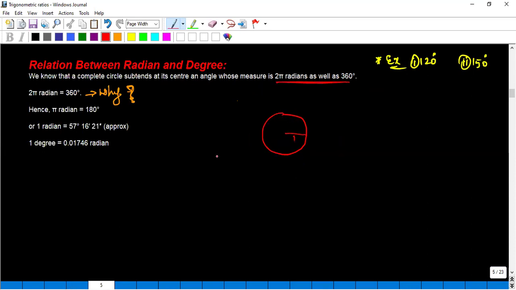Okay, very good. Then what will be the circumference of this circle? Circumference is 2 pi r. 2 pi into radius, which is 1 unit, is nothing but 2 pi. A complete circle is nothing but 360 degrees. So that's why 2 pi is nothing but 360 degrees.